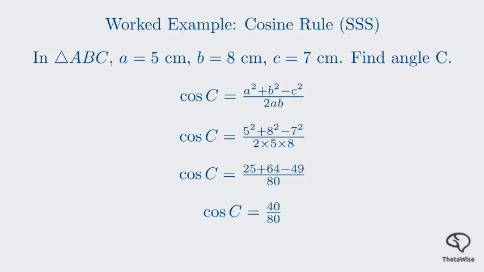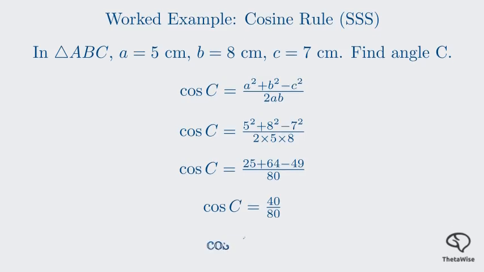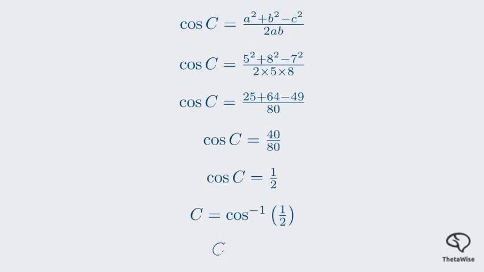In the numerator, 25 plus 64 minus 49 equals 40. In the denominator, 2 times 5 times 8 is 80. This simplifies nicely to cos C equals 1/2. To find the angle C, we need to find the inverse cosine of 1/2. In the context of triangles, where angles are between 0 and 180 degrees, the angle with a cosine of 1/2 is 60 degrees. So, angle C measures 60 degrees.